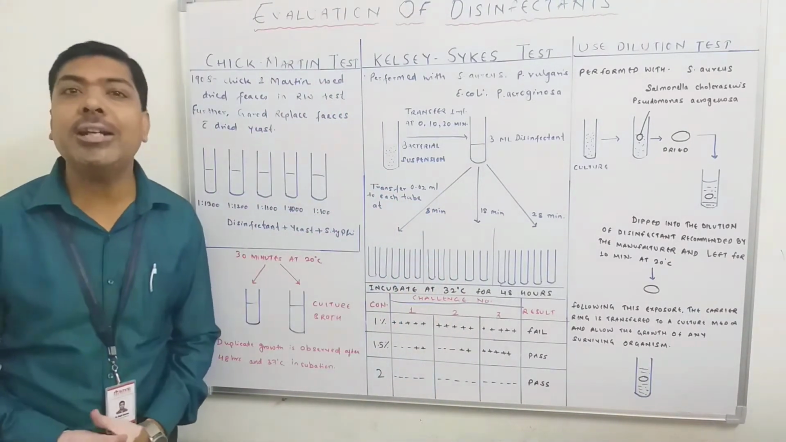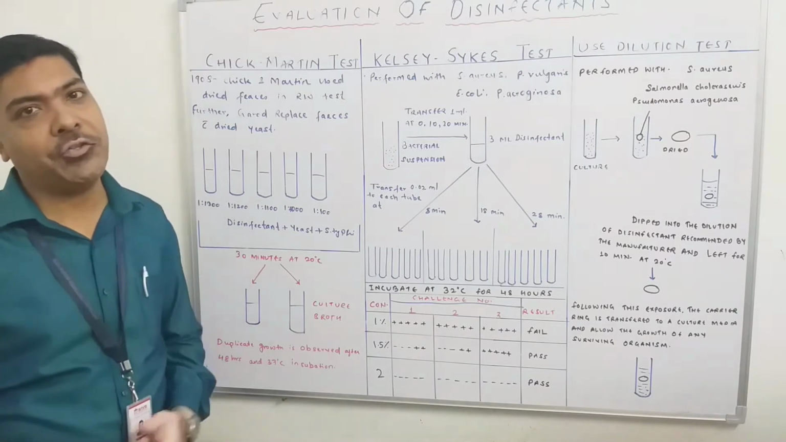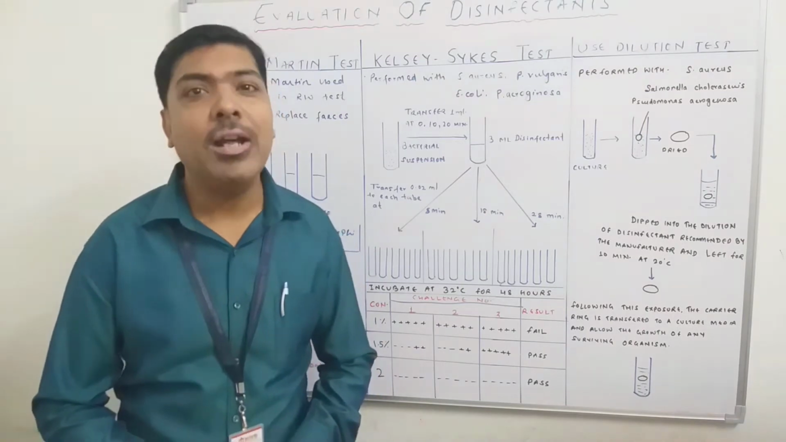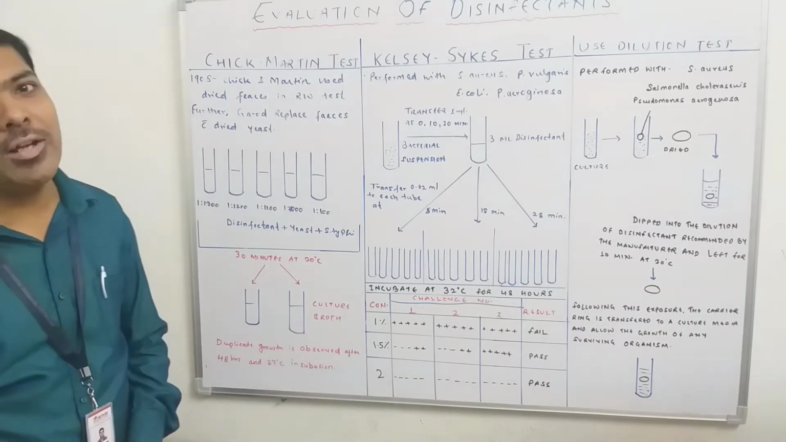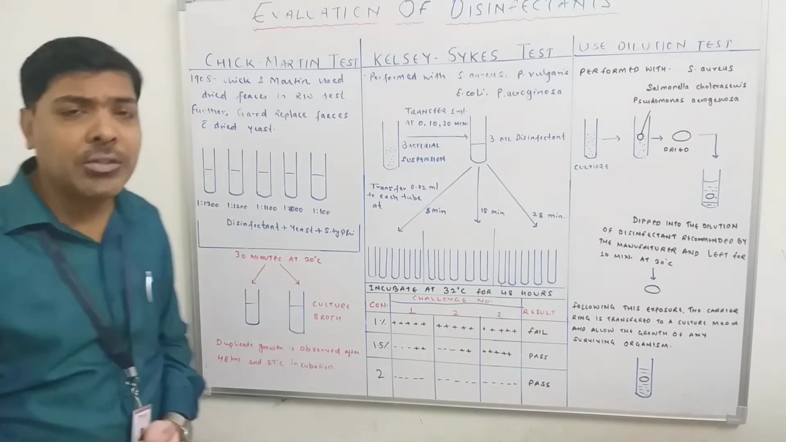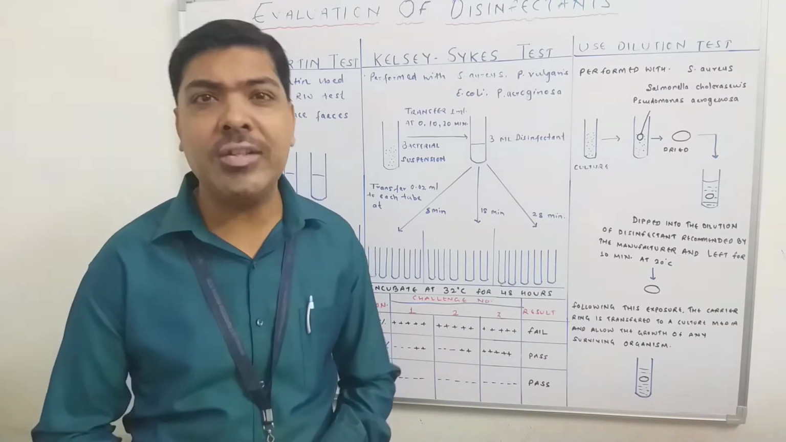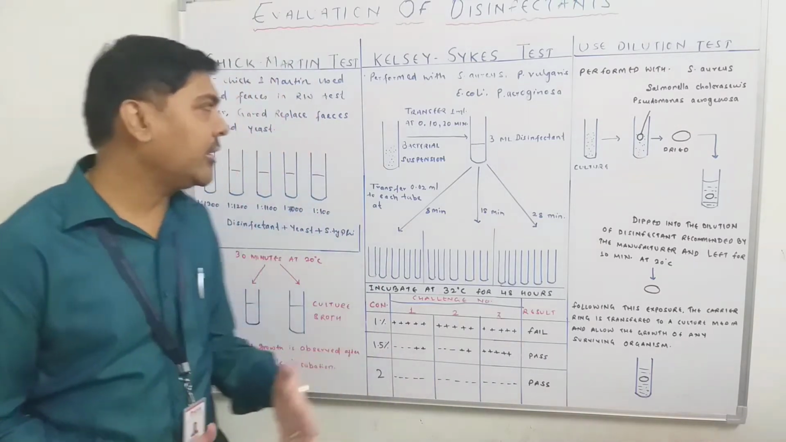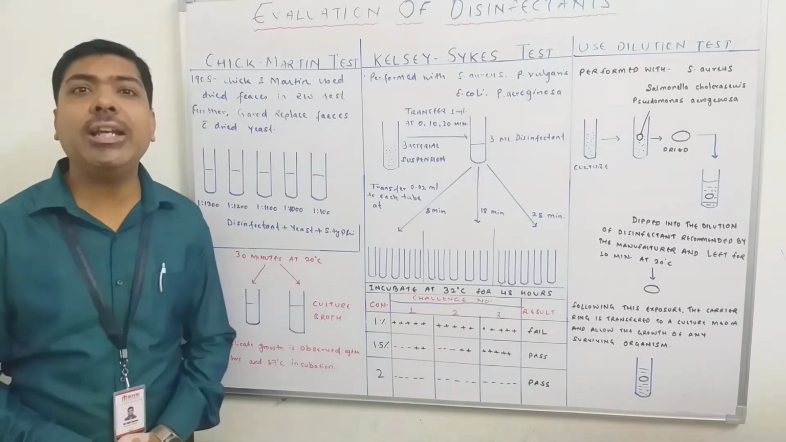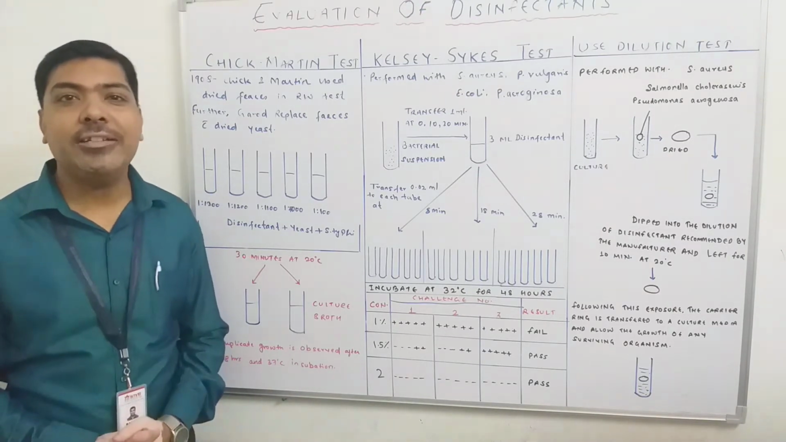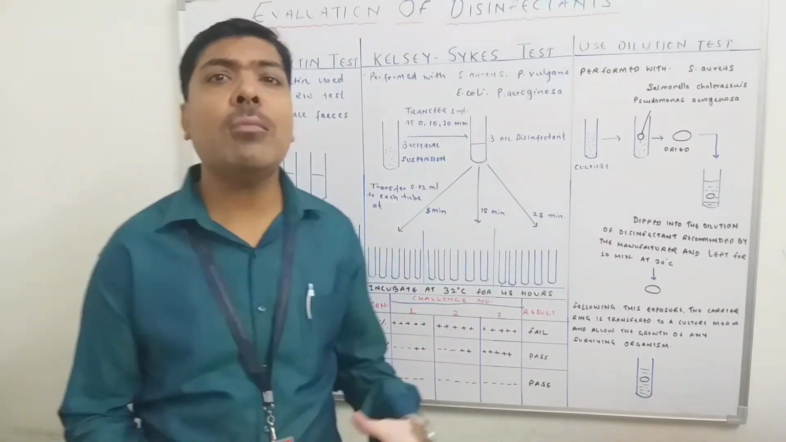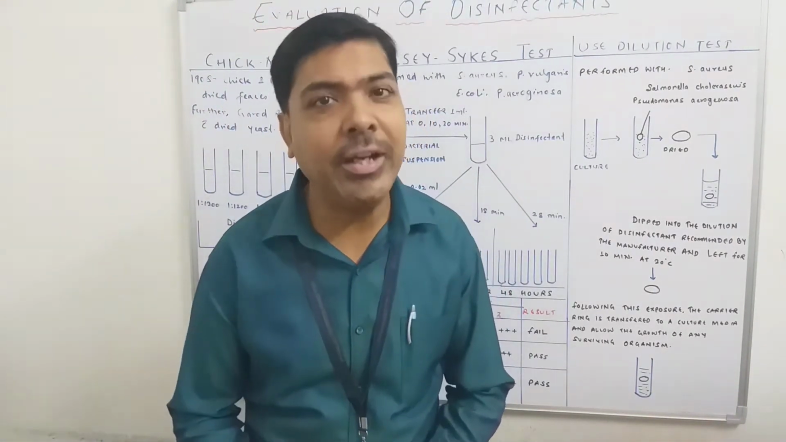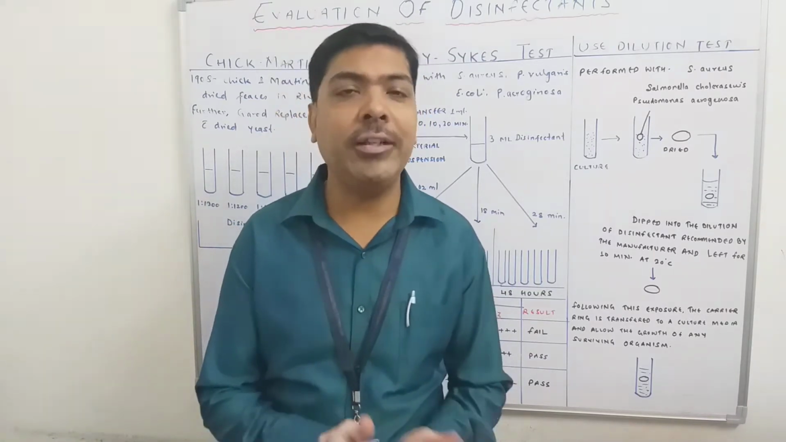So the Chick-Martin test is a modification of the Rideal-Walker test. The test is almost the same, but they incorporated human feces in it. Further, it was observed that it is not convenient to use feces for the test, so Garrod replaced the feces with yeast extract. The current Chick-Martin test therefore uses yeast extract or dried yeast.